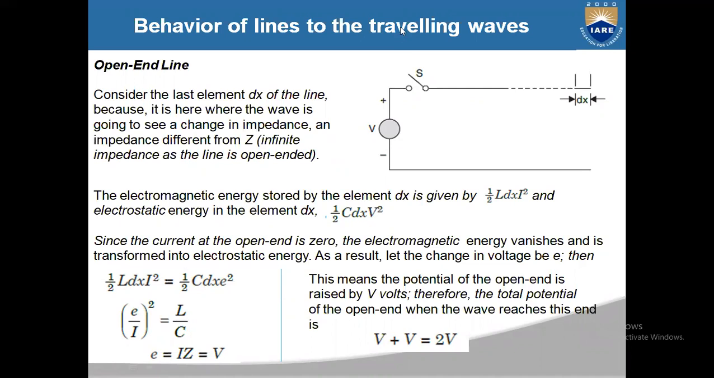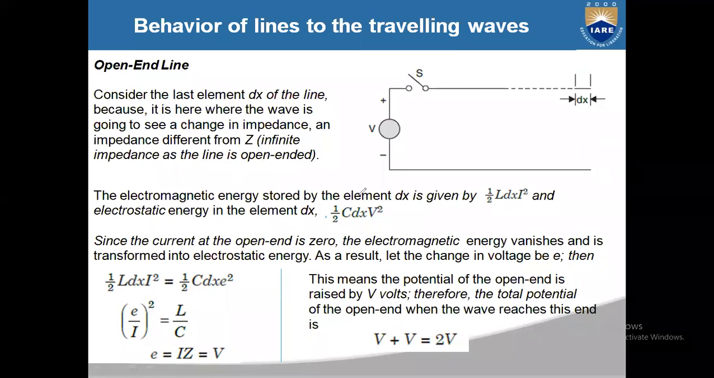Now let us consider a small element dx at the last end of the transmission line. dx is the last element of the transmission line. Here the wave is going to change its impedance. Up to here you will have characteristic impedance Z. Now as you have an open circuit, infinite impedance will be there. So the impedance Z will change to infinity. At this element dx there is a change in impedance, which is infinite as it is an open-circuited line.